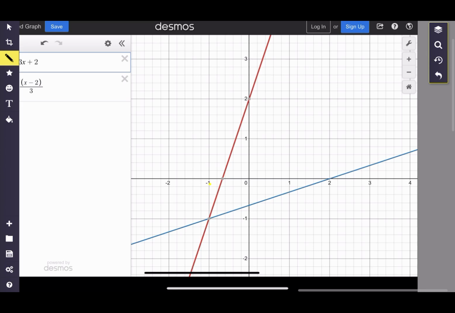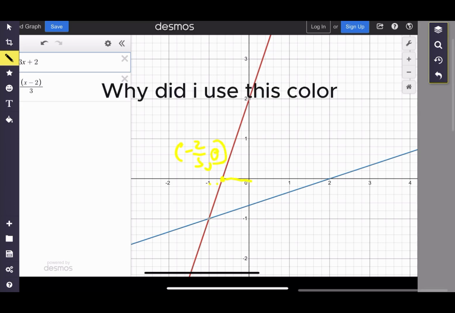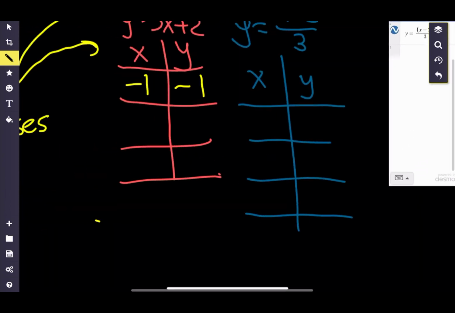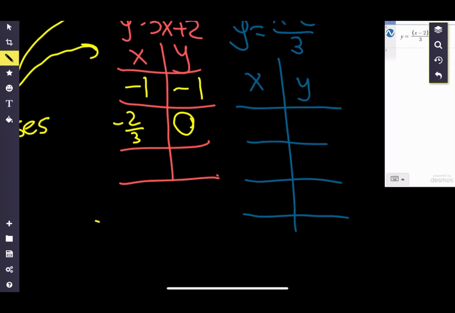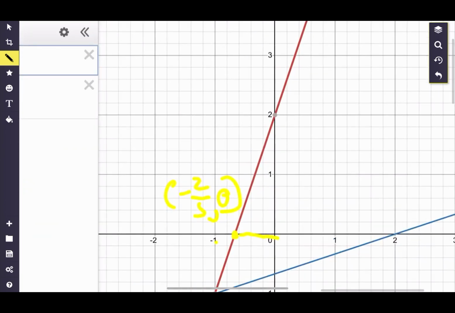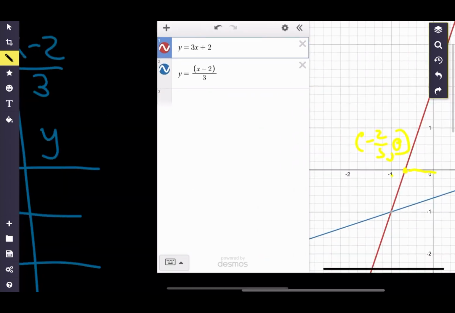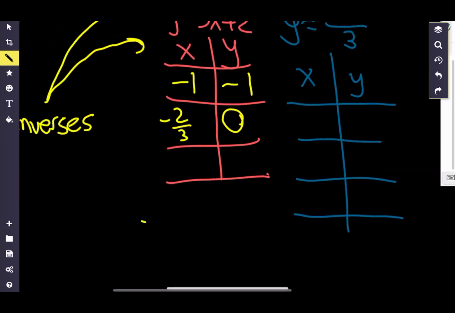Let's take a look at this point right over here. It looks like when our x value is equal to -2/3, our y value is equal to 0. Our y value is 0, and the x value is -2/3. Let's take a look at this point right over here. Looks like when our x value is equal to 0, our y value is equal to +2.